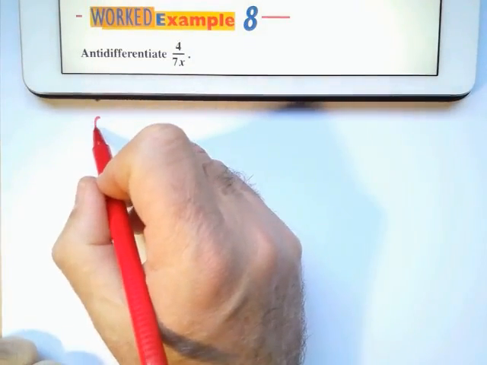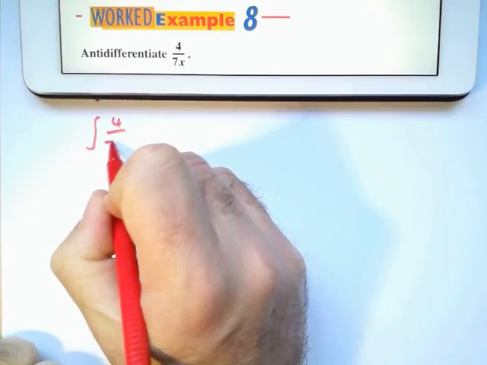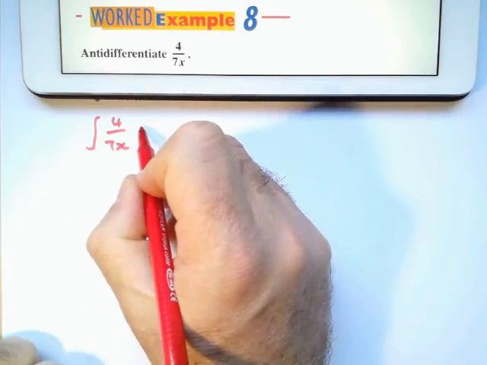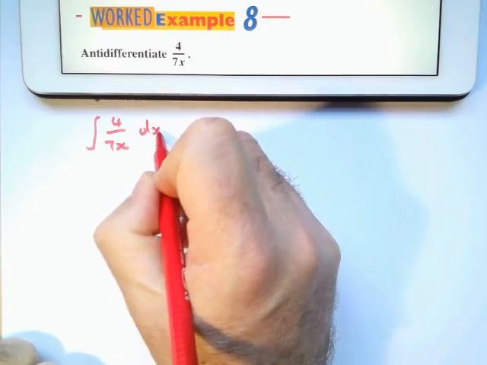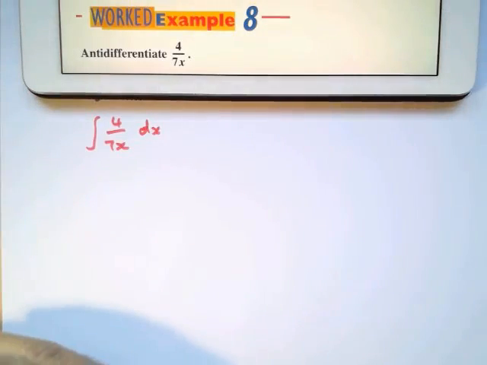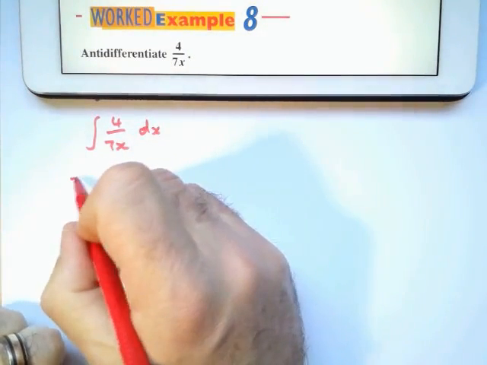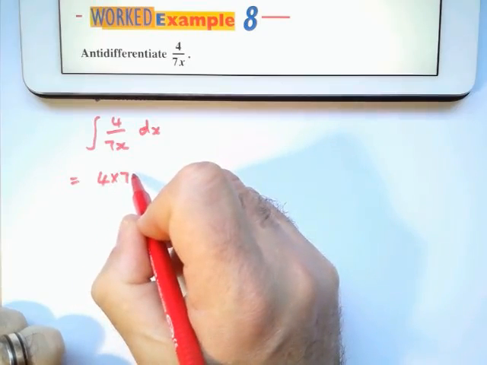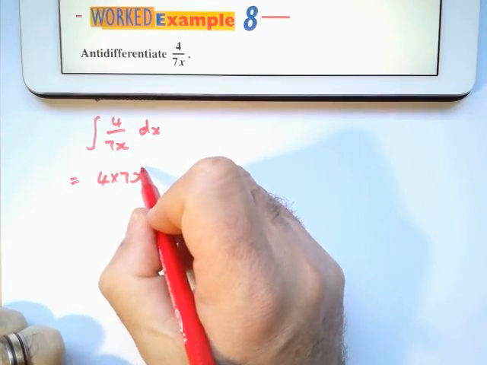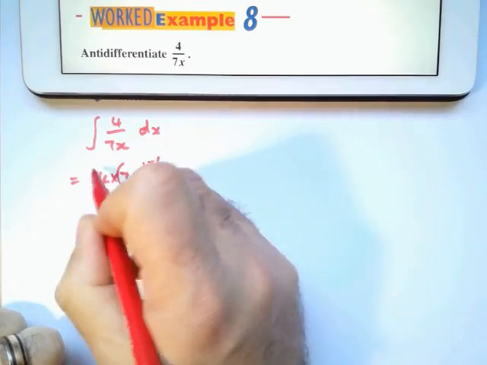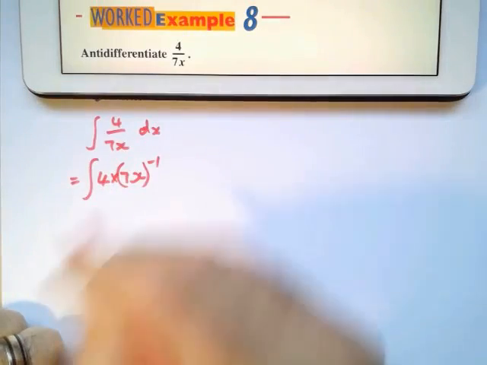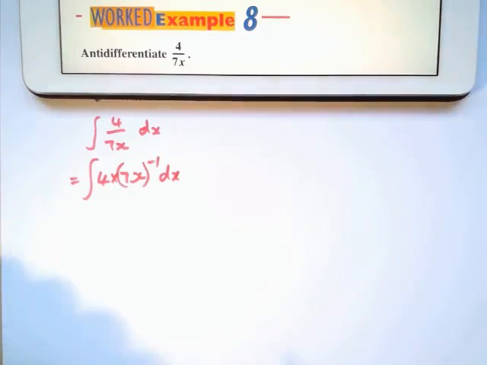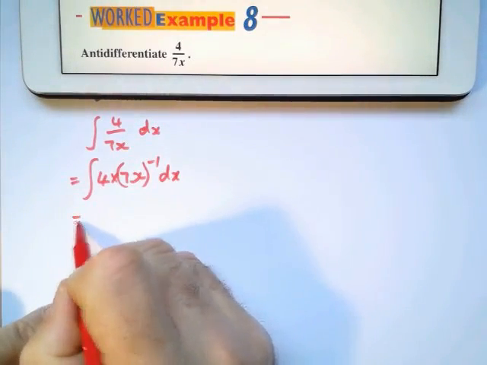Anti-differentiate 4 over 7x in terms of x. Okay, let's have a look. Rules are, I'm going to say that is 4 times 7 to the power x minus 1, dx. Done anything? Just simplify it.